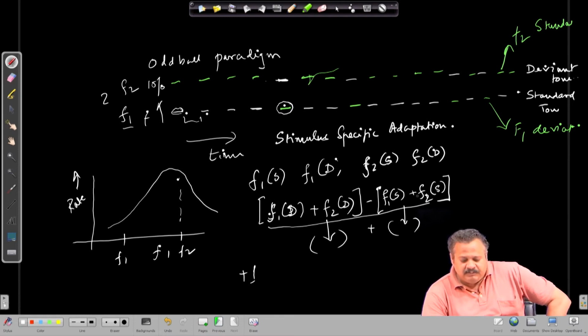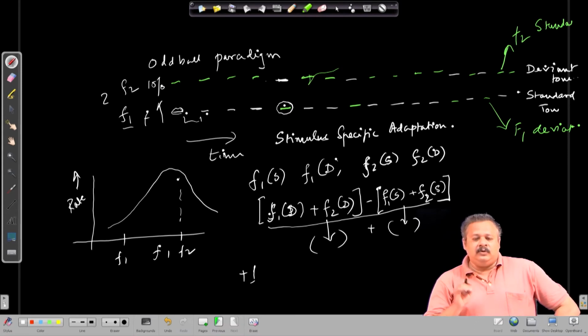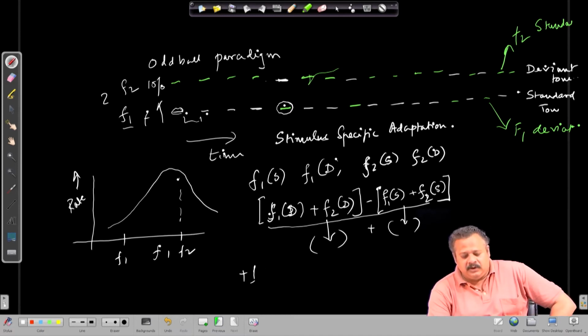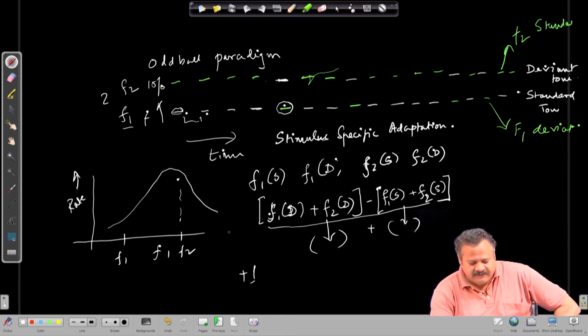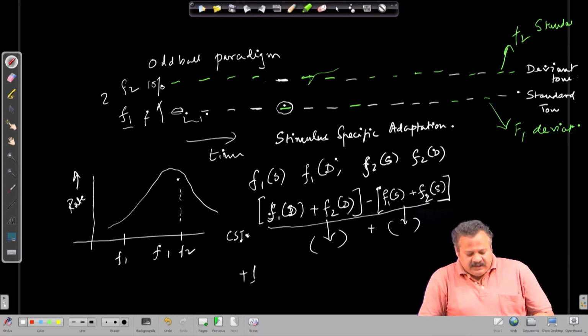So, as you can see in this measure, if this measure is +1, it would mean that this F1s plus F2s is simply 0. That is, there is no response to F1 or F2 as the standard. However, when those same stimuli are occurring as deviant, they have some positive response, and that would lead to a +1 deviant detection, or CSI. I mean, this measure of stimulus specific adaptation. There are multiple ways to name it. One of them is CSI, which is cumulative selectivity index.